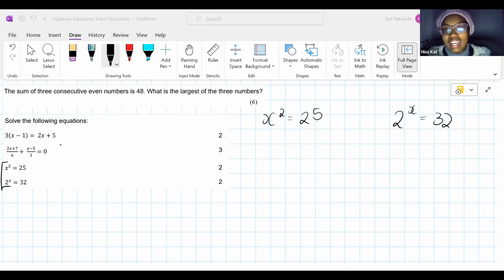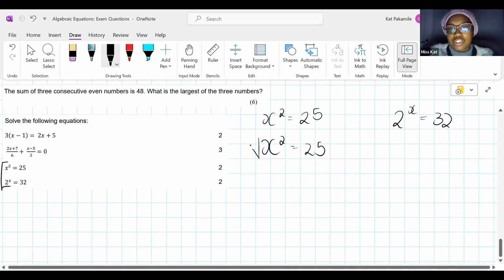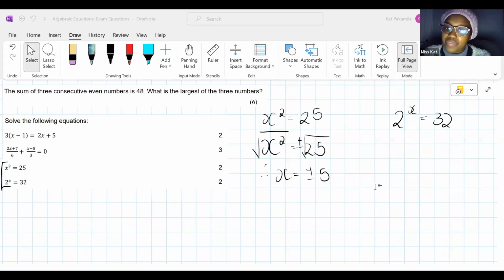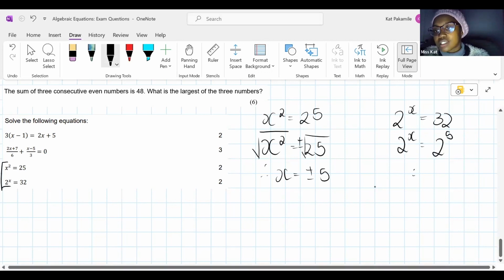Someone is like, ah! Who said X is 5? Okay, but how did you get it? Remember, if you introduce a square root, you have to do the whole plus minus. Therefore, X is equal to plus or minus 5. And what is the answer for the last one before you go to your quiz and I will move on to the next class? For 2 to the power of X is equal to 32, that is 2 to the power of X is equal to 2 to the power of 5. Therefore, X is equal to 5.